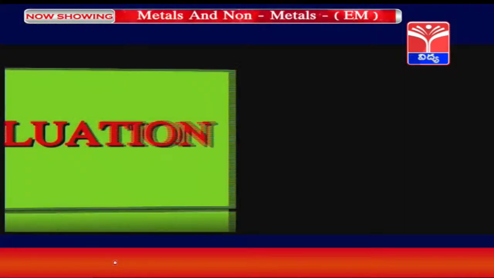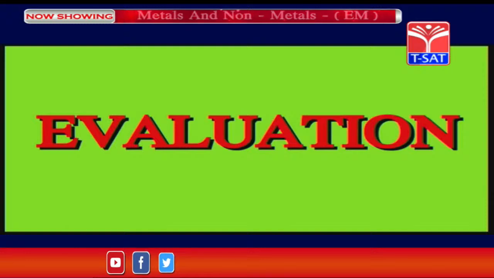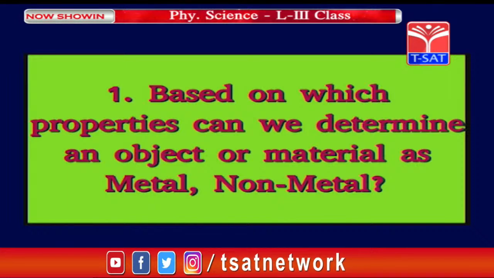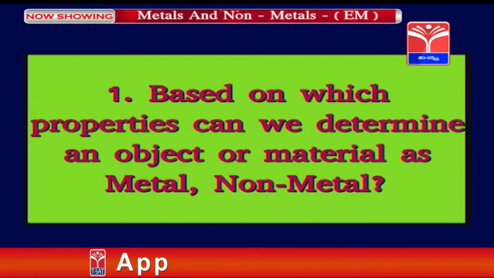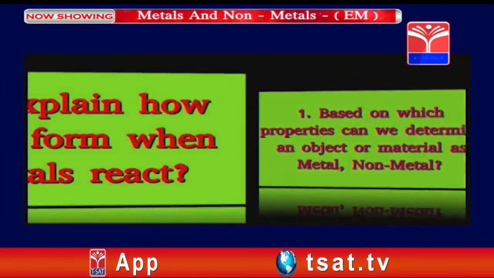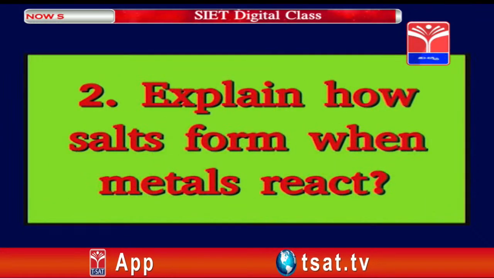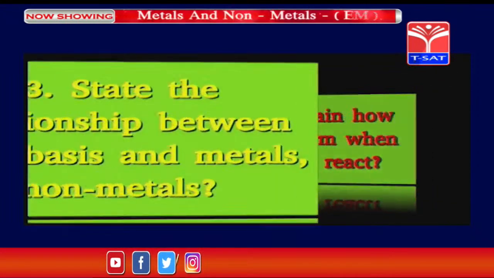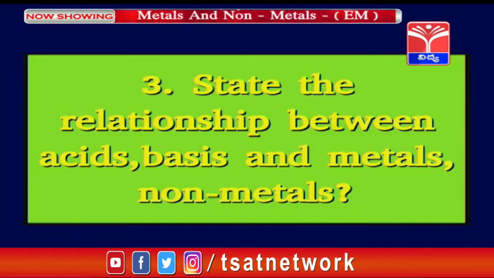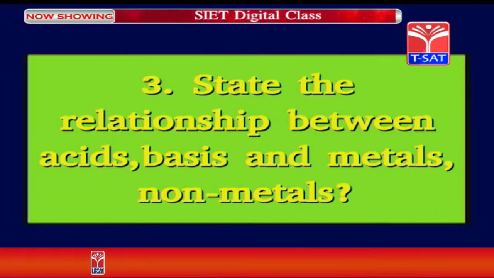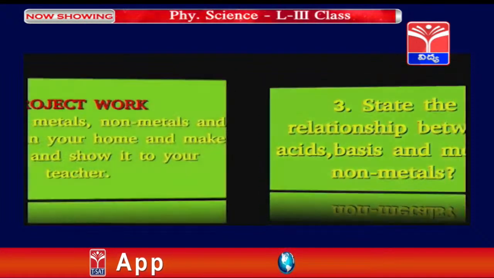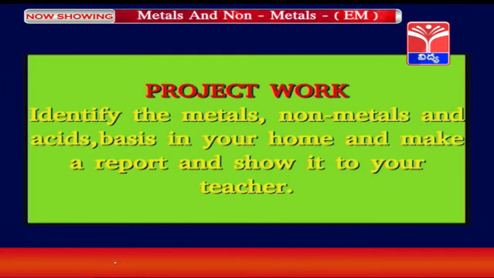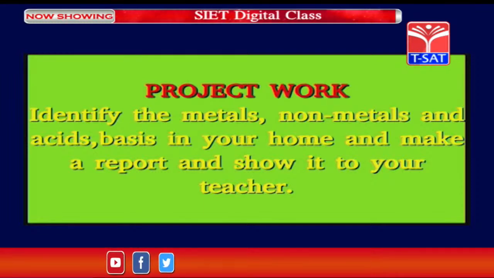Are you ready? Okay, here is the evaluation. Whatever we learned, based on which properties can we determine an object or material as a metal or non-metal? Explain how salts form when metals react. State the relationship between acids, bases and metals, non-metals. Project work: identify the metals, non-metals and acids and bases in your home and make a report and show it to your teacher.